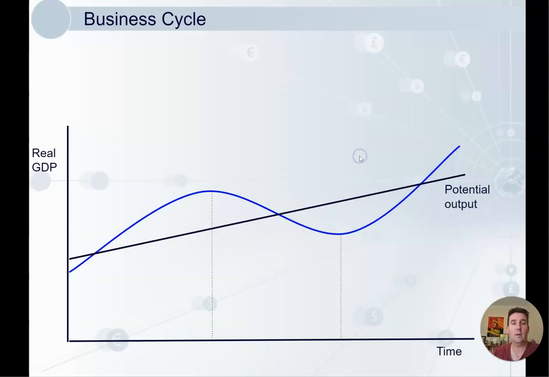Okay, let's have a look at these models. So here is one model. This is the one looking at real GDP. So we have our blue line, which is our GDP. And we have this upward trend here. So this is potential output.